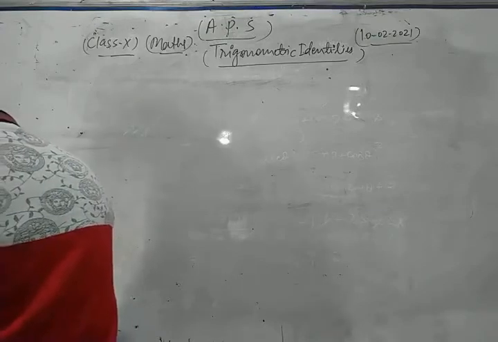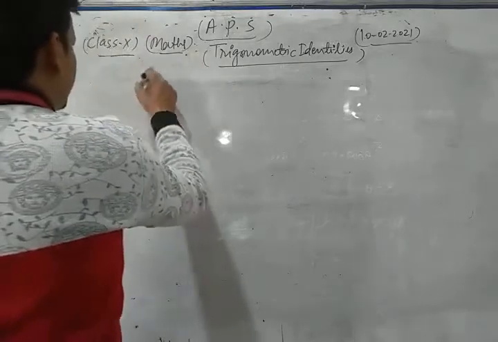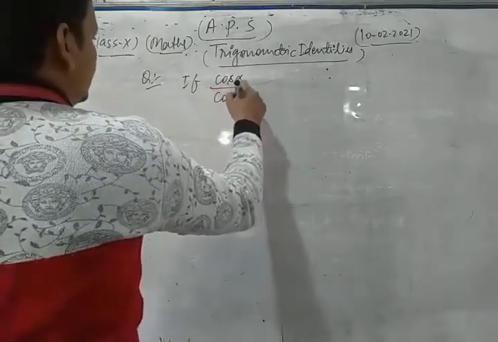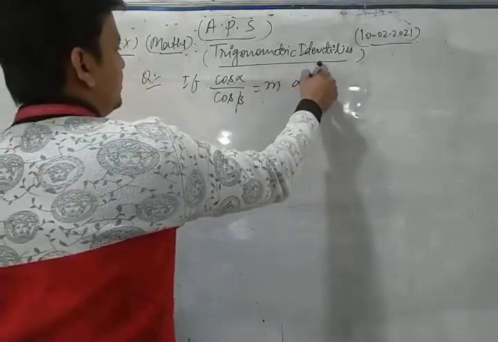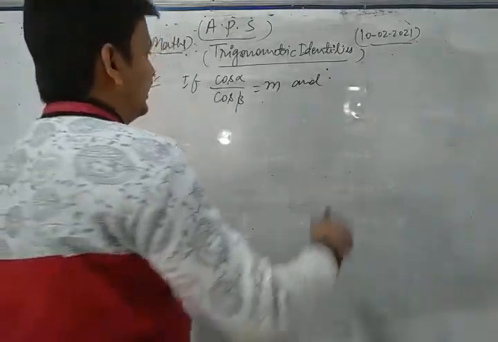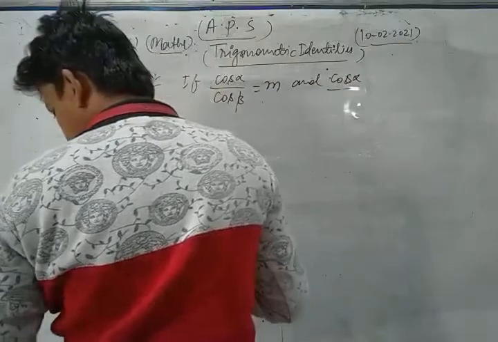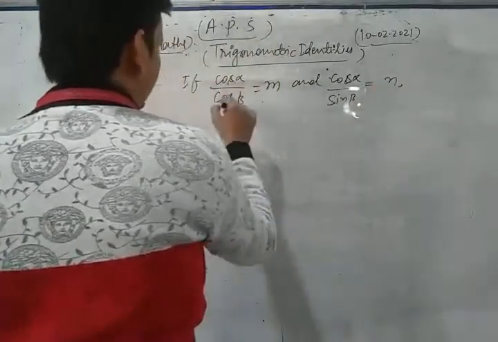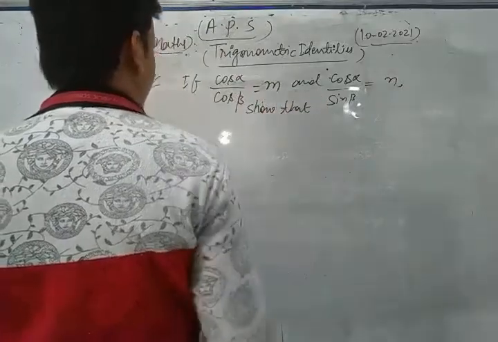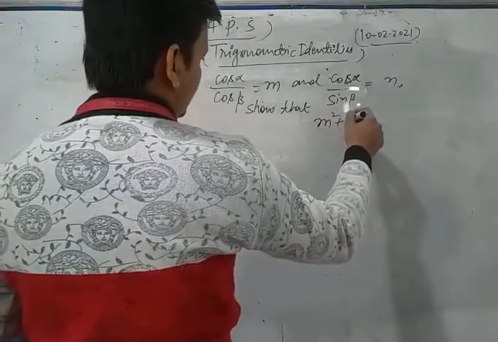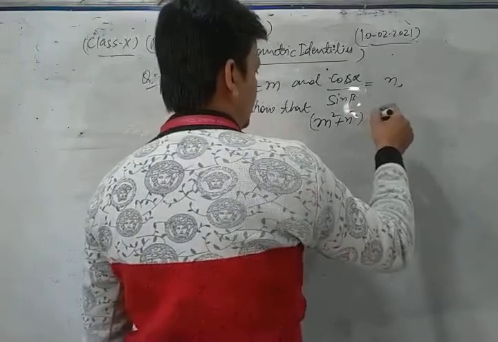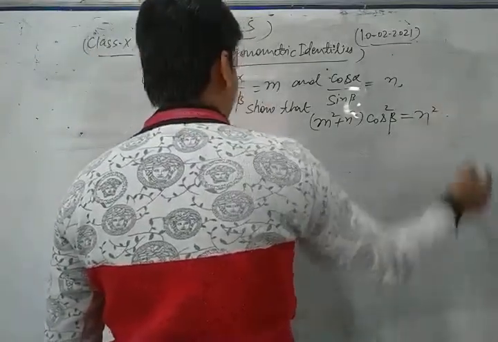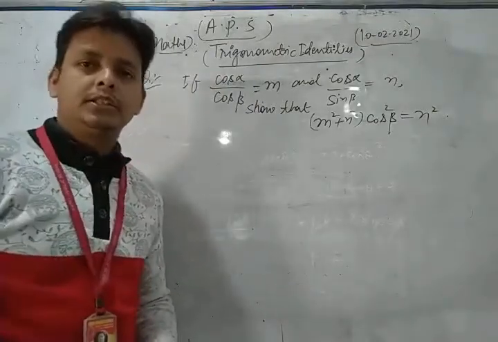Now let's see some other important question of your syllabus. Let's take a question: if cos alpha upon cos beta is equal to m, and cos alpha upon sin beta is equal to n, then show that m square plus n square into cos square beta is equal to n square. This is the question here, dear students.